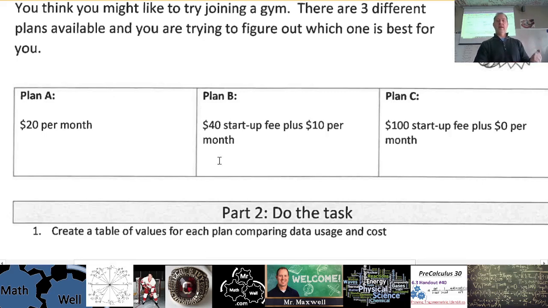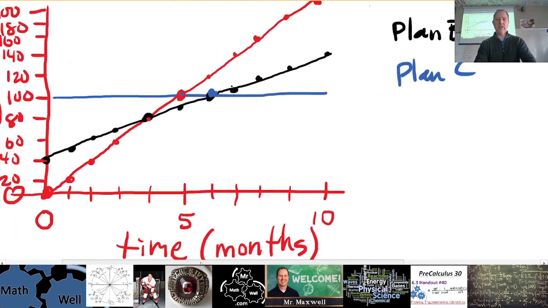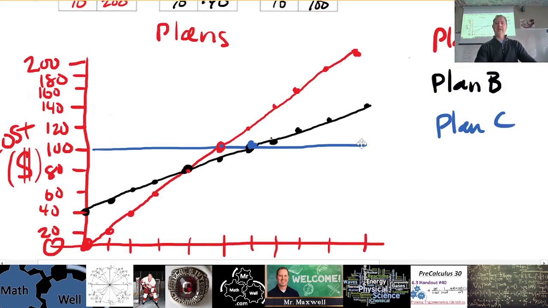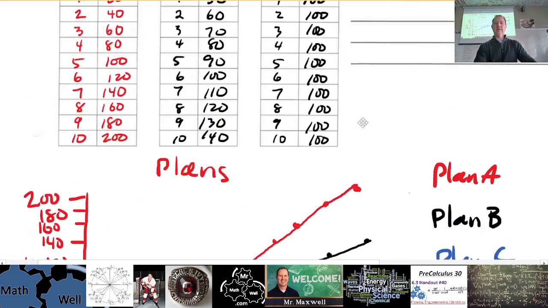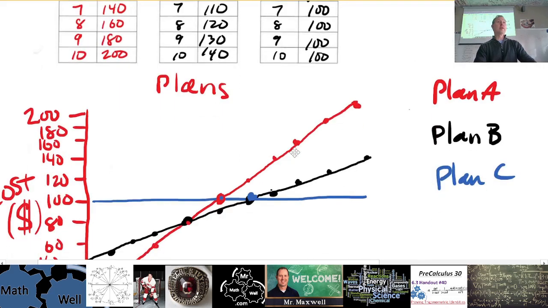Let's see. Well, if you think about the points and you think about the graph, this is what you can determine. If you plan to stay for long-term, like 10 months, let's say, which graph has the lower total cost? Yeah, plan C. You see, it's down here. It's got the lowest total cost. It's 100 the whole time. So at 10 months, it's 100. The other ones at 10 months are going to be, and we'll look at the points here, 140 and 200. So they're going to cost more at 10 months.